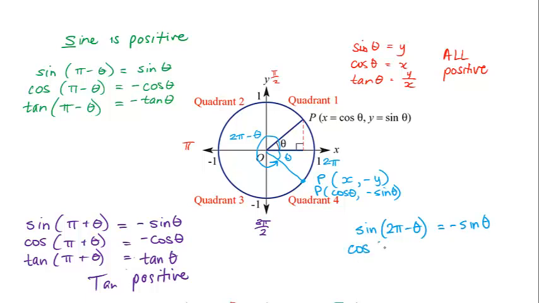For cosine, though, we've got a positive value. So cos(2π − θ) is just equal to cos θ. And for tan, you've probably worked out by now, tan(2π − θ), because we've got negative y divided by x, is going to give me a negative value. So in the fourth quadrant, only cosine is positive.